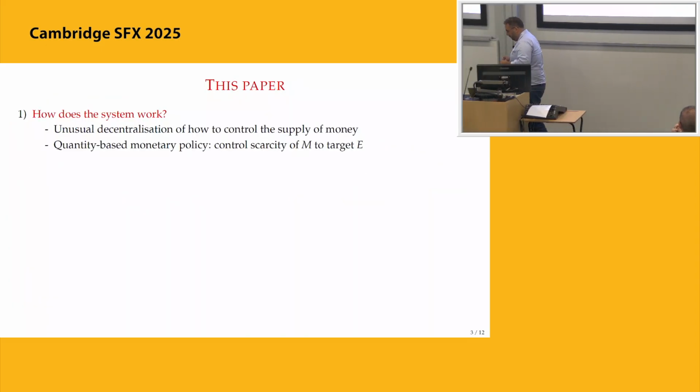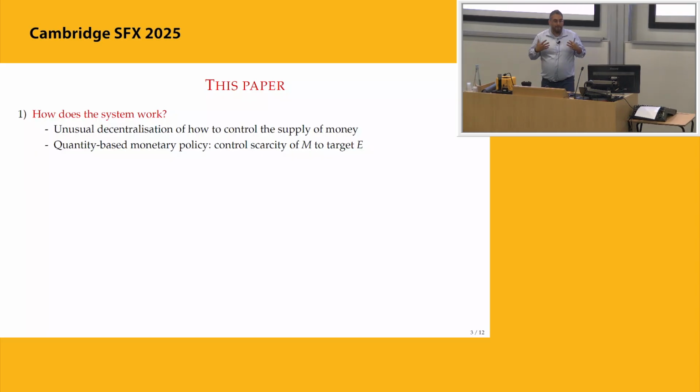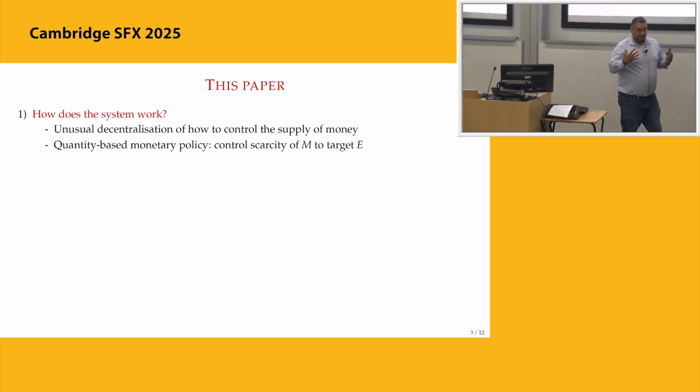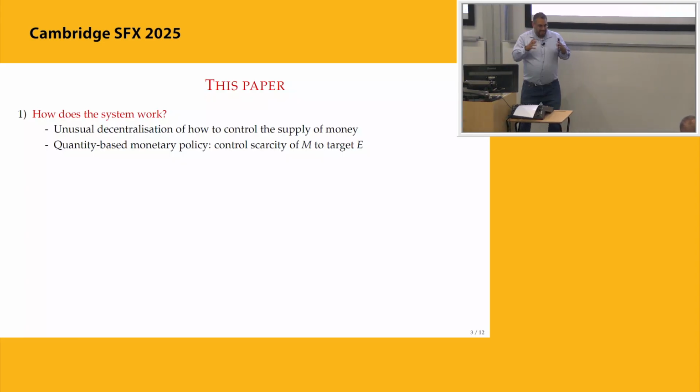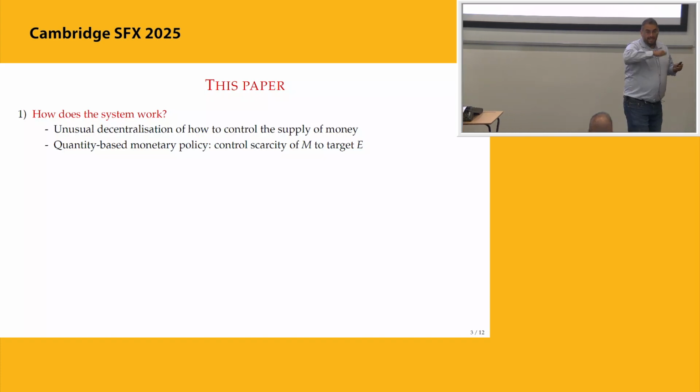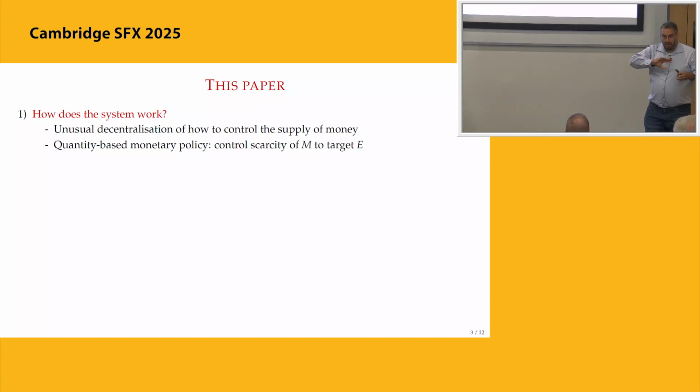So what do we do in this paper? The first thing I want to do, basically to help you understand the empirics that we run, is describe how the system works from a monetary policy perspective. Who are the institutions involved, and how are they actually implementing policy? It's an unusual mix of different institutions. However, in the end, it boils down to a quantity-based system where the quantity of money is varied to influence the exchange rate and wider policy goals.